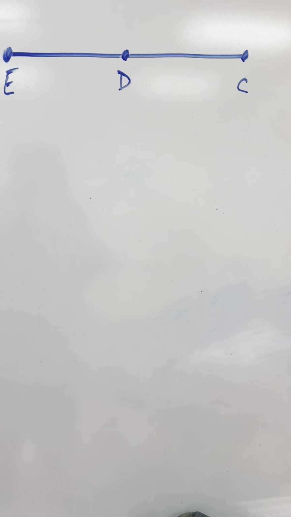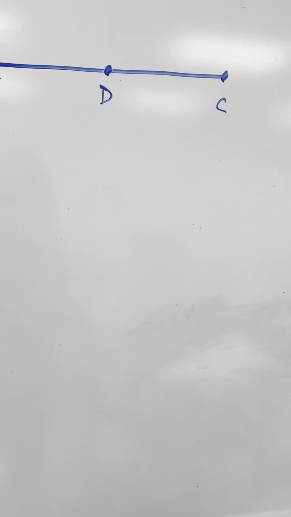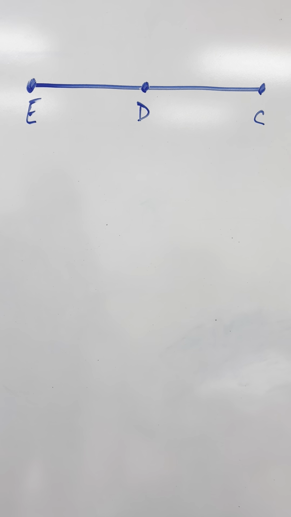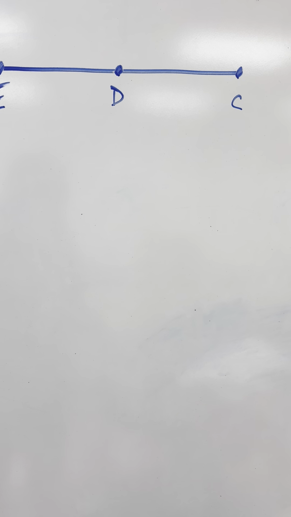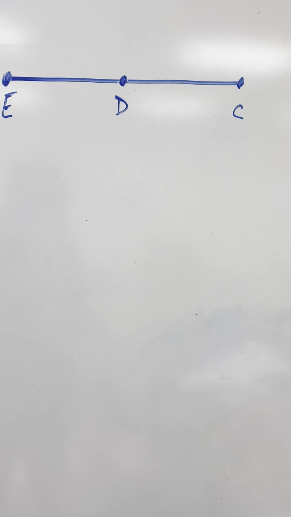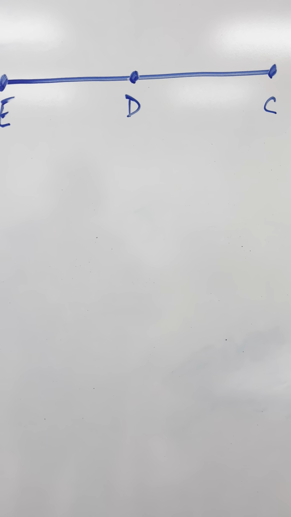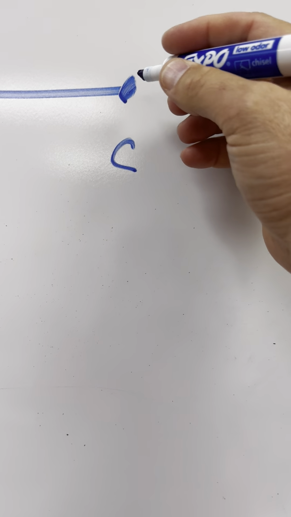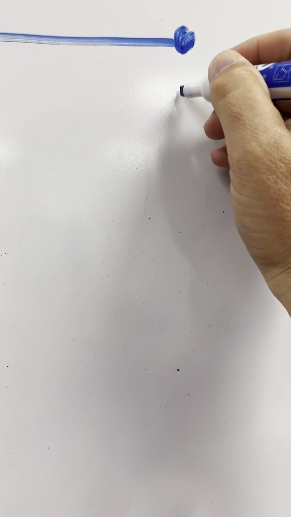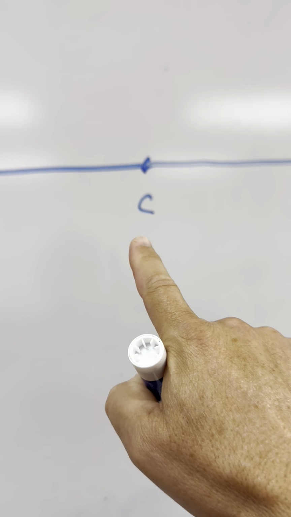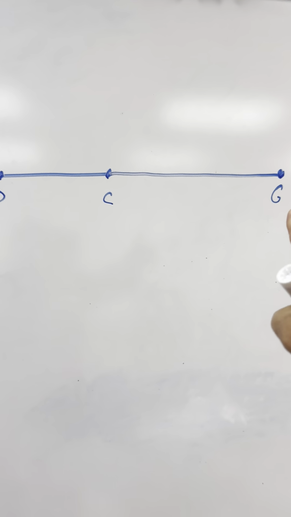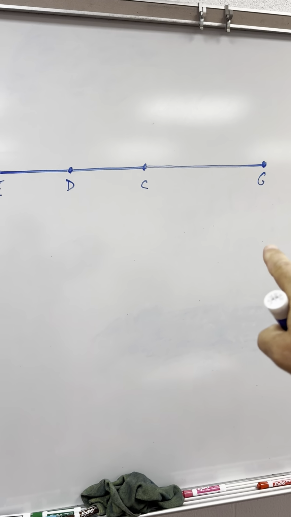Okay, Adriana. So the first thing says D is between E and C. So I'm just drawing a line with D between E and C, right? And then it says C is between E and G. All right, so C is between E and G. So now I'm going to extend this out here, and I'm going to put G here. So now C is between E and G, okay?